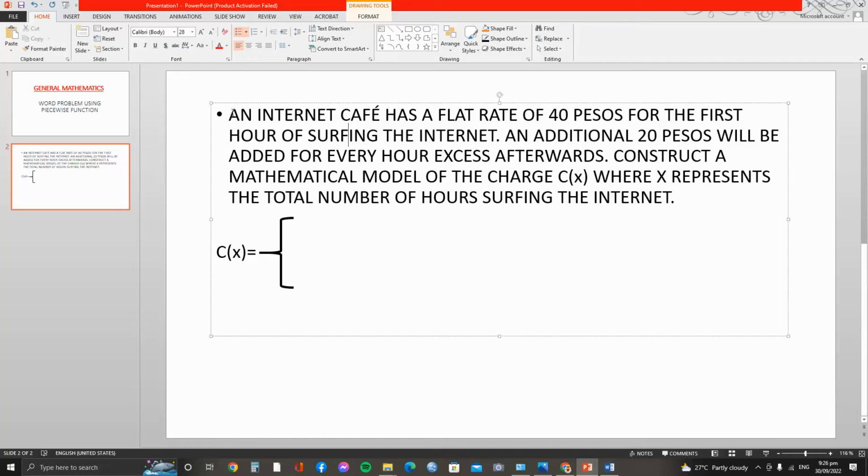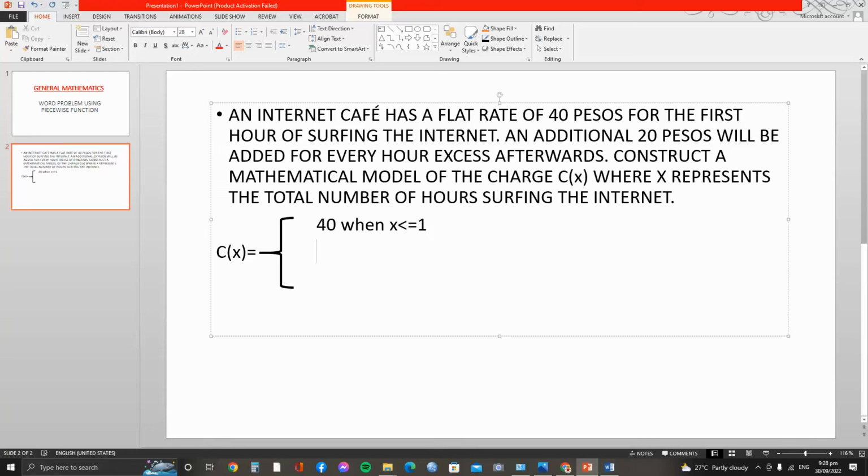Now for this problem, the first sentence is our first piecewise function. To represent this as a mathematical model, the flat rate for using the internet for at least an hour is 40 pesos. So we must write 40 when x is less than or equal to 1. That means we will pay 40 pesos for using the internet for less than 1 hour or equal to 1 hour. So this will be the first statement, which has the inequality x is less than or equal to 1.